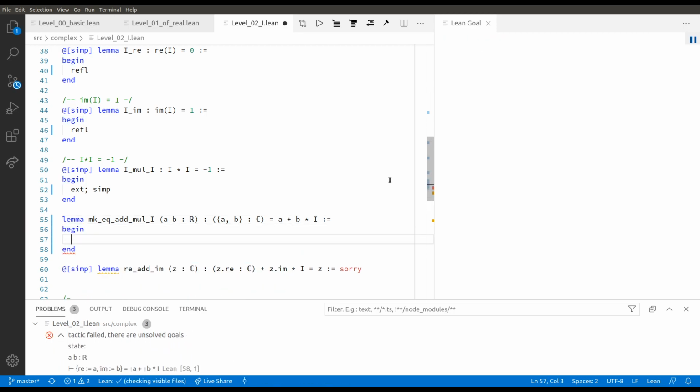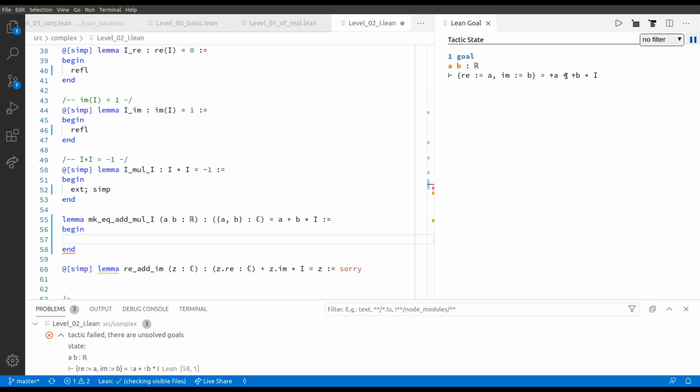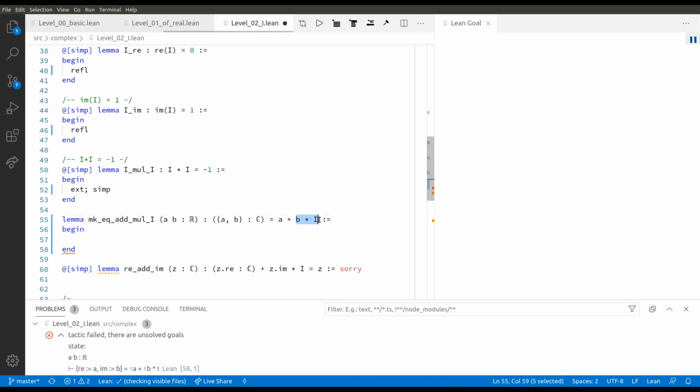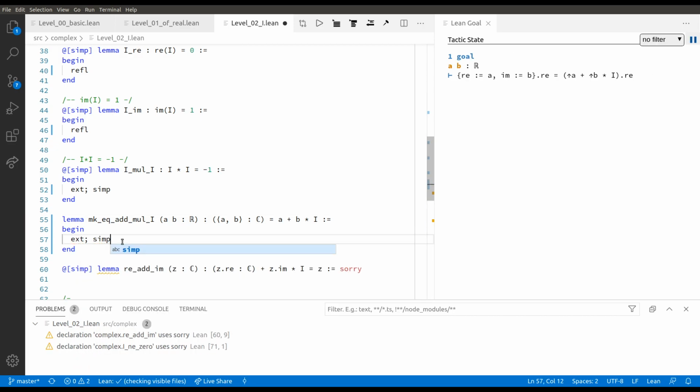So what do we want? This is the key thing we really want to prove about I. If I have 2 real numbers, A and B, then the complex number with real part A and imaginary part B is A plus B times I. And if you look at the goal, you see I'm regarding A and B as complex numbers, and this addition here, this is addition of complex numbers. It has to be, right? This can't be addition of real numbers because B times I isn't a real number in general. So again, xsimp should do this. It does.